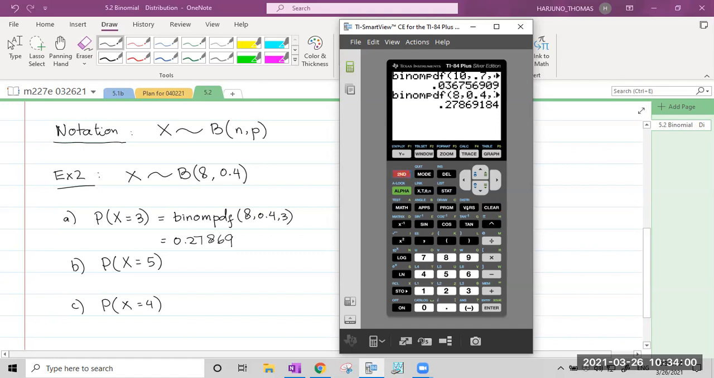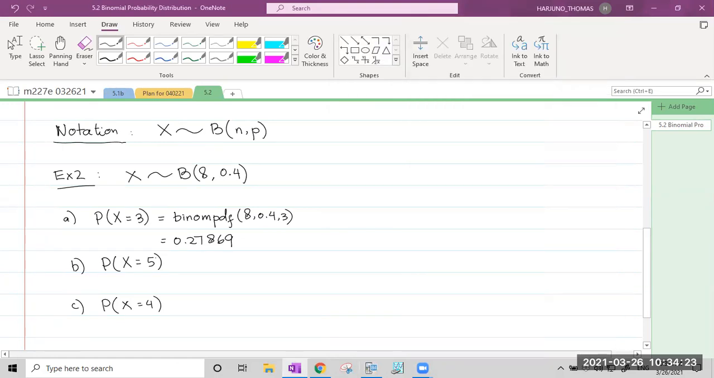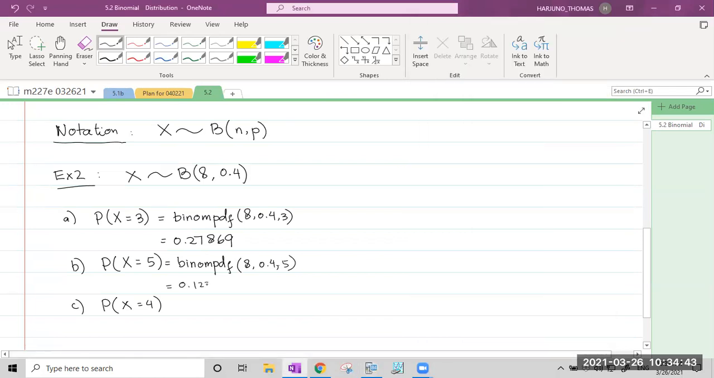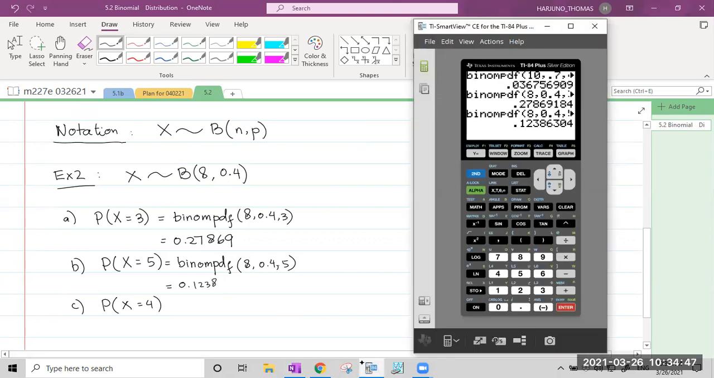Now, how about if we want to have 5 successes? Then again, binom Pdf. The number of trials is 8. The probability of each success is 0.4. The number of successes is 5. But in my test, I need you to write the calculator notation first. So this is binomPdf(8, 0.4, 5). And that gives us 0.12386.